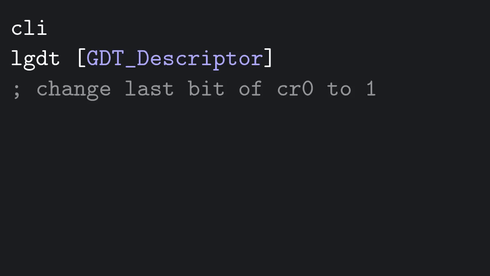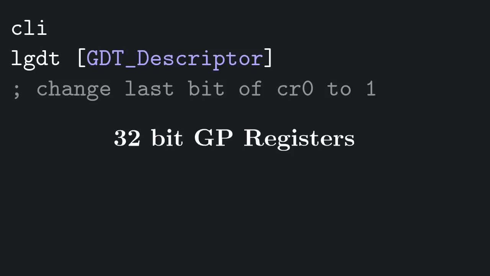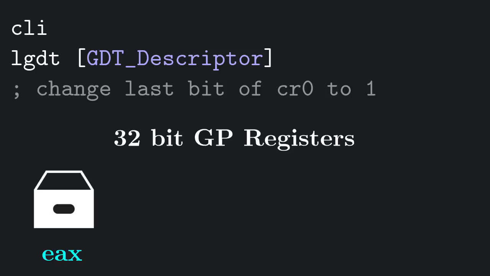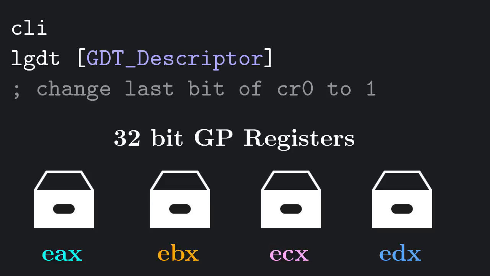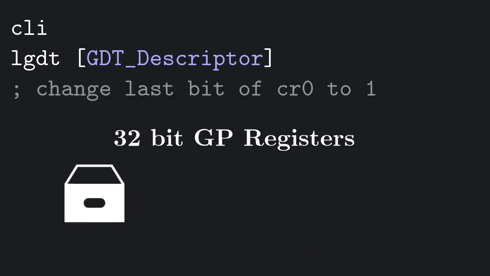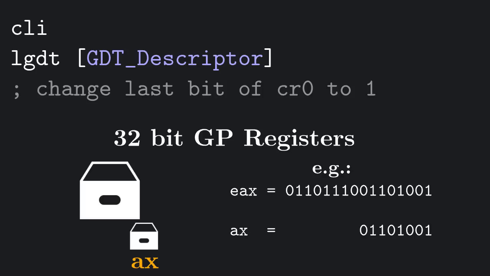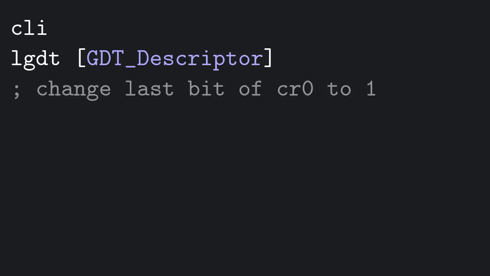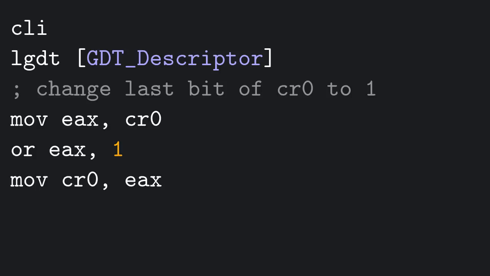to 1. In order to do this, since we cannot change the value of this register directly, and we can only set it to the value of another register, we need to use a 32-bit general-purpose register. These registers are EAX, EBX, ECX, and EDX, where E should stand for extended. The 16-bit general-purpose registers we used until now are just a part of these registers, the lower 16 bits. What we can do to change CR0 is move it to EAX, perform a bitwise OR operation with 1, which changes the last bit of EAX to 1, and move EAX to CR0. Once we have done this, the CPU is in 32-bit protected mode.